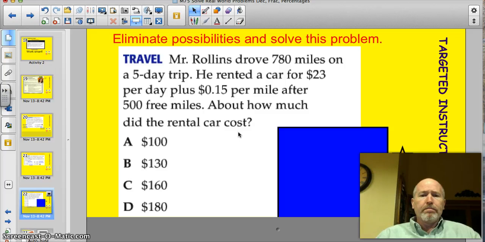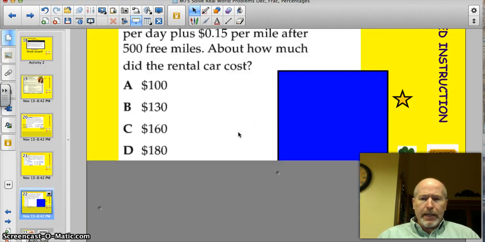Try this one. Mr. Rollins drove 780 miles on a 5-day trip. He rented a car for $23 per day plus 15 cents per mile after the 500 free miles. About how much did the rental car cost? Pause it and give it a shot. I'm back.